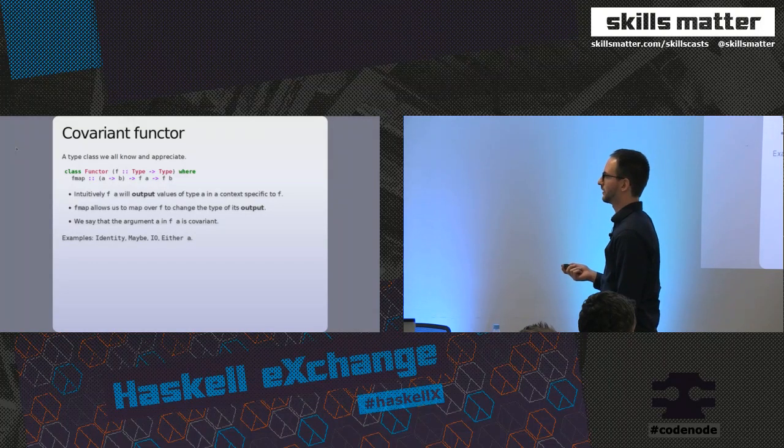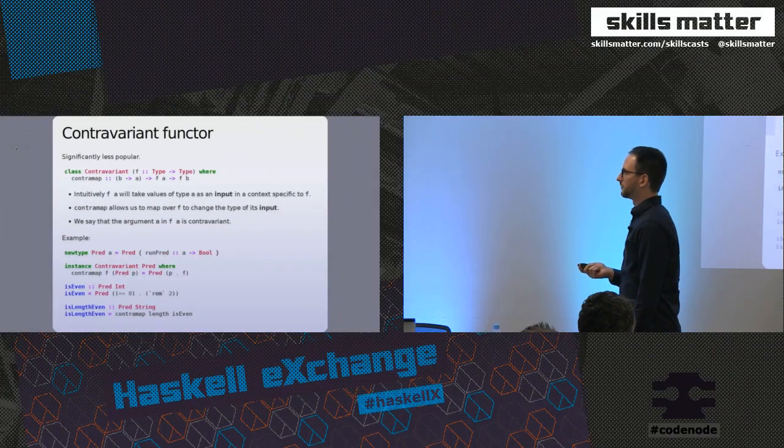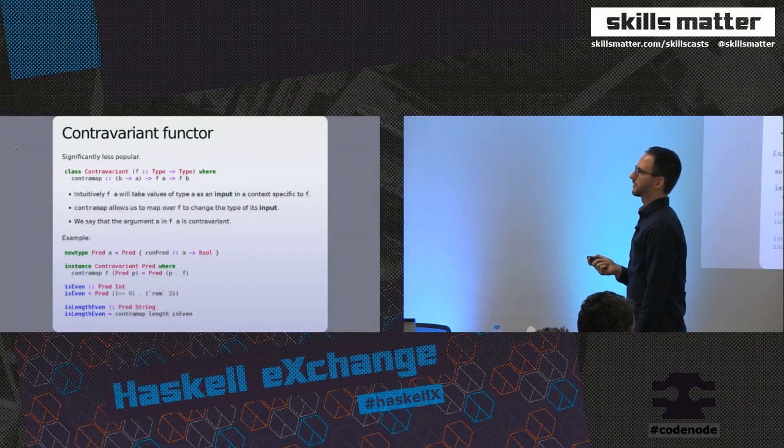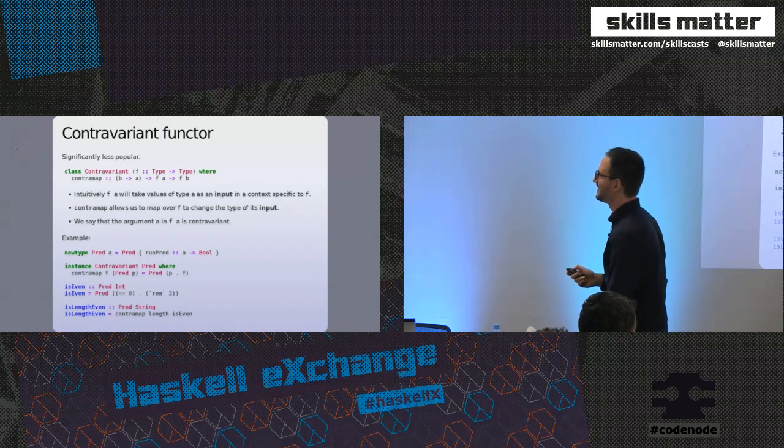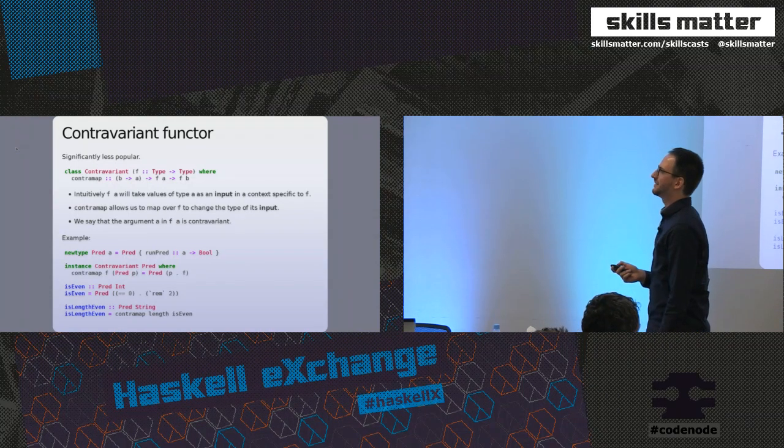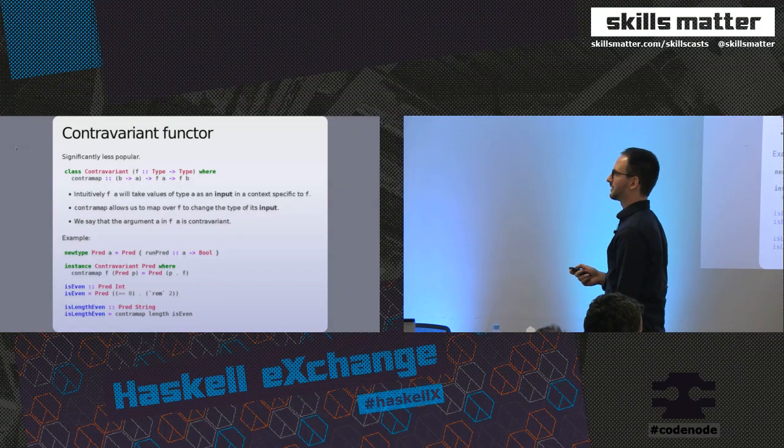IO is also a functor, and iter a, if a is a specific type, is also a functor. Then we have contravariant functors, and they are significantly less popular, right? But they are represented by a contravariant type class, which is very similar to a functor type class. We have a contramap function, but notice that the arrow in the first argument is reversed, right? So fmap was taking a function from A to B, and contramap is taking a function from B to A.